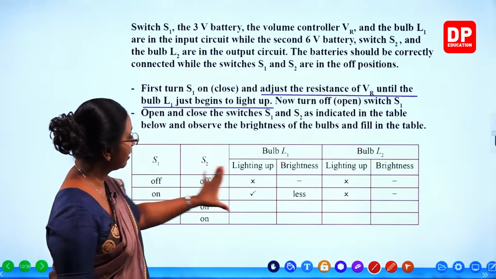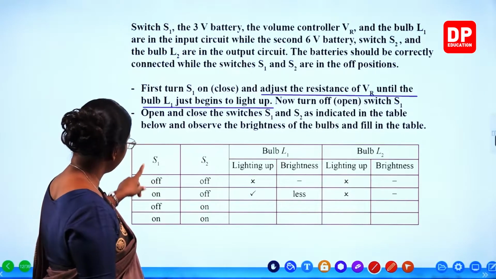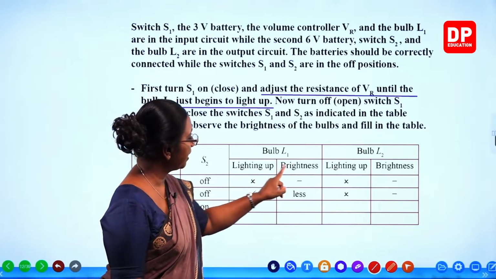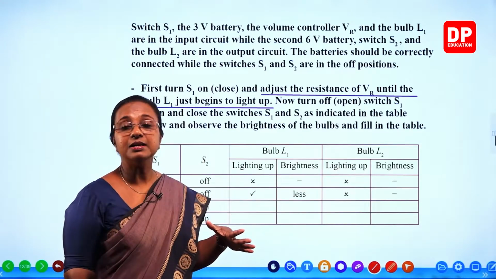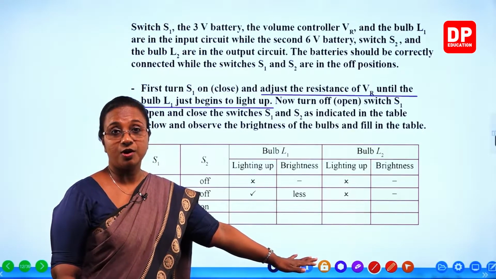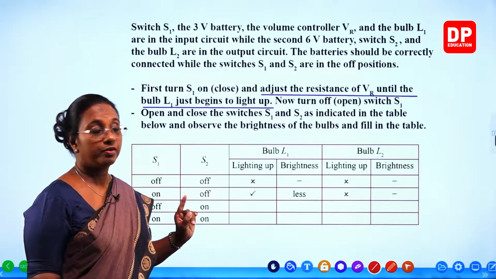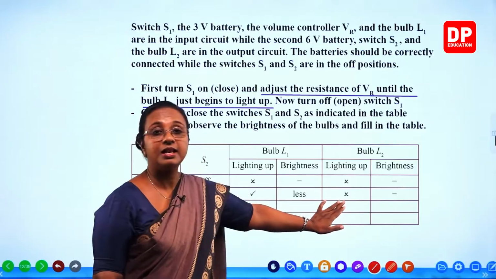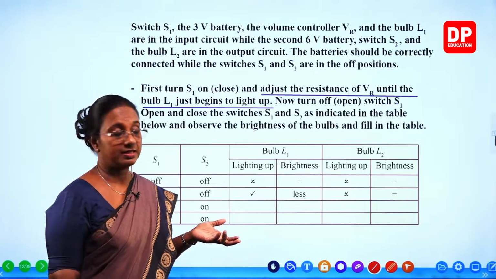So here you have the table. This is what I told you all. S1, S2, bulb L1 lighting up and the brightness, bulb L2 lighting up and the brightness. The first two instances are done for you all. Here you can see both S1 and S2 are off. Both bulb L1 and L2 do not light up. And so if they don't light up, there's no brightness.